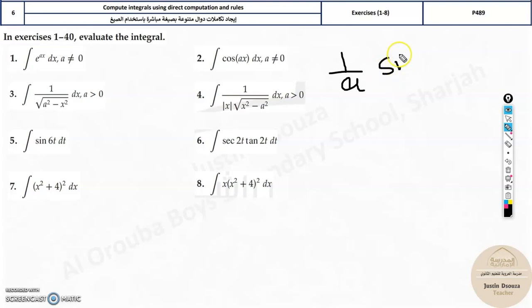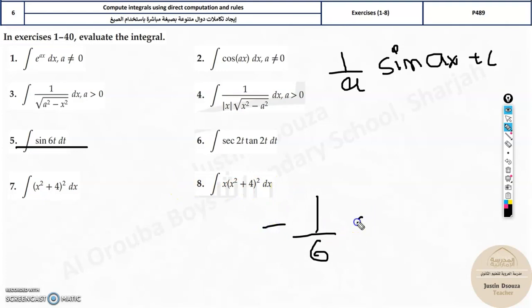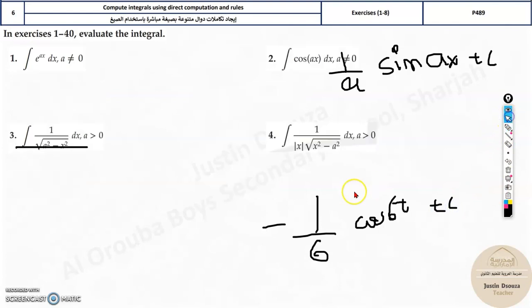And remember, it will be sine, not x; it will be ax plus c. So this would be the answer. Now what about this? It will be 1 by 6. Since it's sine to cos, it will be minus. And you will have cos 6t plus c. So directly you can get the answers.